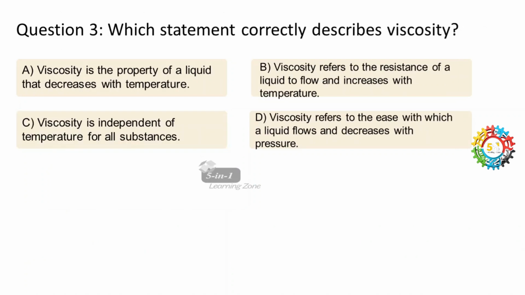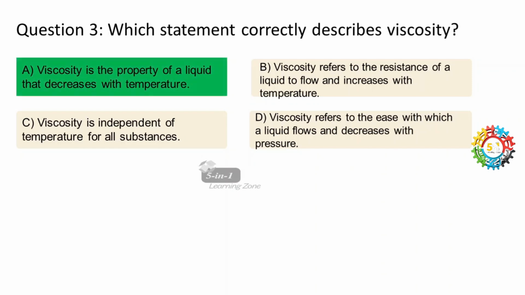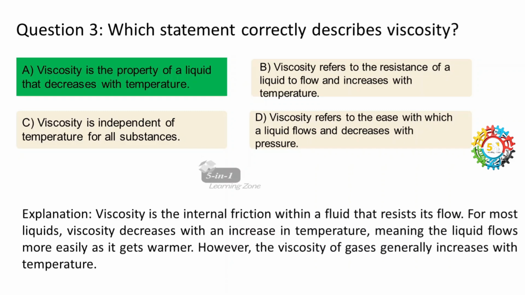3. Which statement correctly describes viscosity? Answer: A. Viscosity is the property of a liquid that decreases with temperature. Explanation: viscosity is the internal friction within a fluid that resists its flow. For most liquids, viscosity decreases with an increase in temperature, meaning the liquid flows more easily as it gets warmer. However, the viscosity of gases generally increases with temperature.